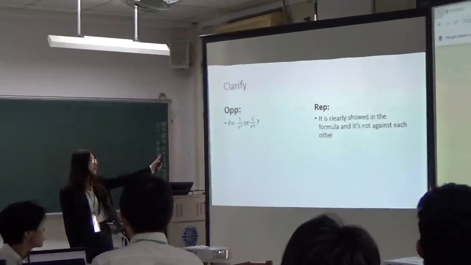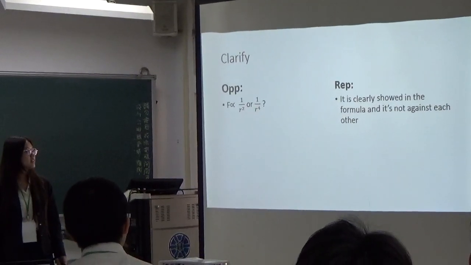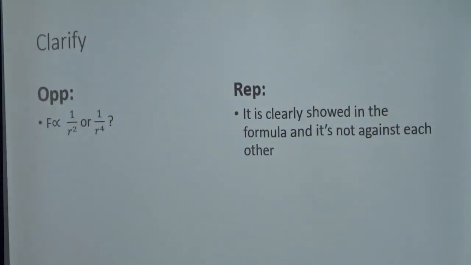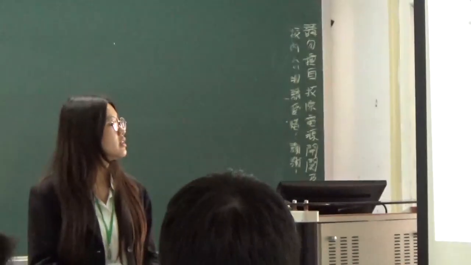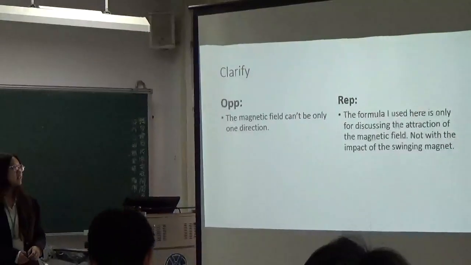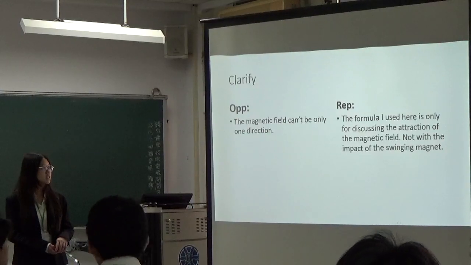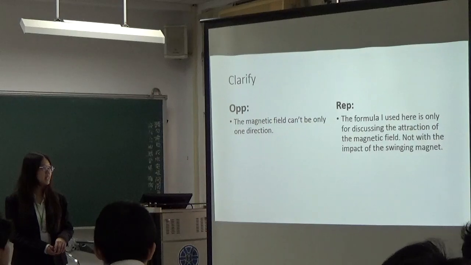The opponent says this one, and I say that it clearly shows in the phenomena and doesn't mention each other. And the opponent says the magnetic field can be only one direction. And the reporter said the formula I use here is only for discussing the attraction of the magnetic field, not with the impact of the wing magnets.